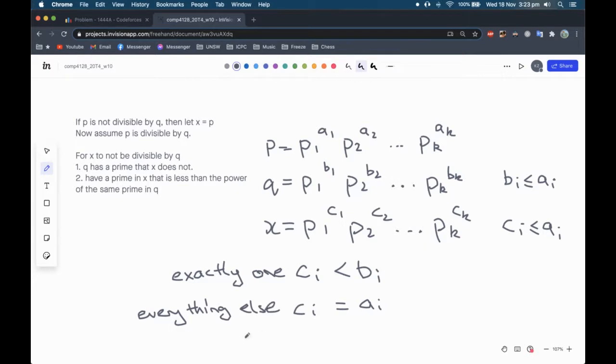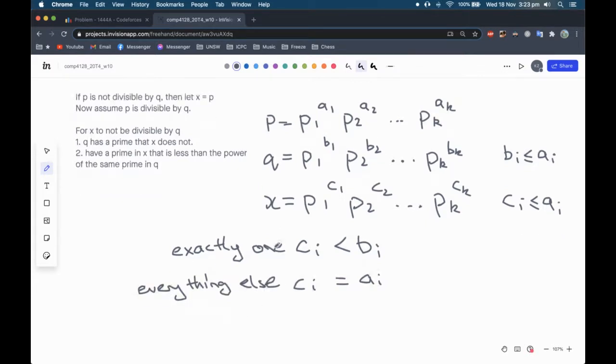And that's exactly how we're going to pick our x. We're going to set all of these ci equal to ai, the original powers in P. And for exactly one of them, we're going to choose one and set it to be less than bi.